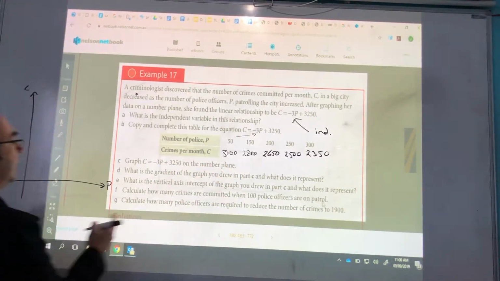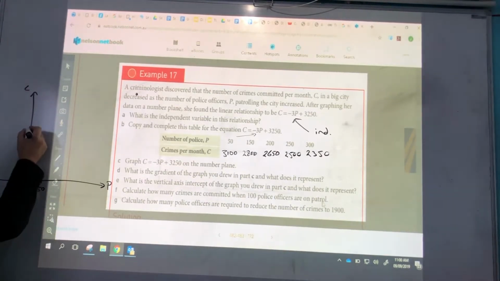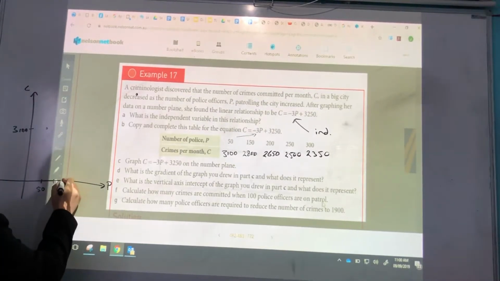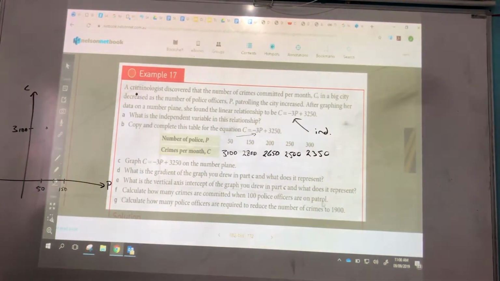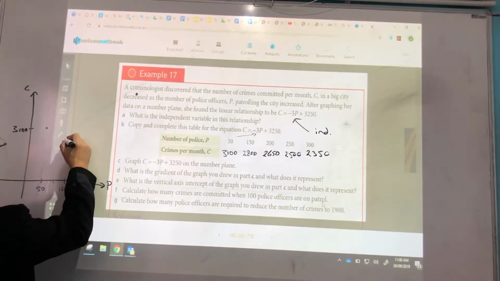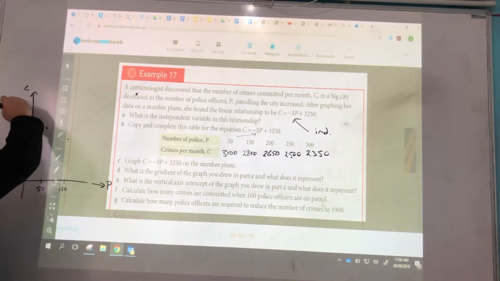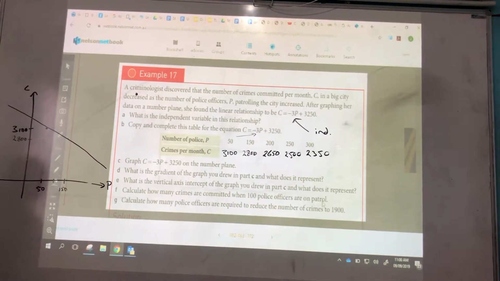Let's start with the point 50. If we've got 50 police, how many crimes do we have? 3,100. We can put that there. So that's 1 point. If we have 150 police, let's go up in steps of 50. If we've got 150 police, we've got fewer crimes. We're down here at around 2,800. Okay, and then you can join them up, and you get a sense of what the line would be on that scale.